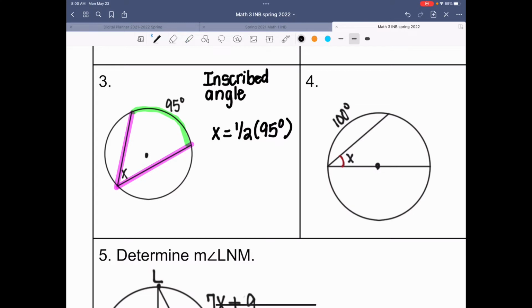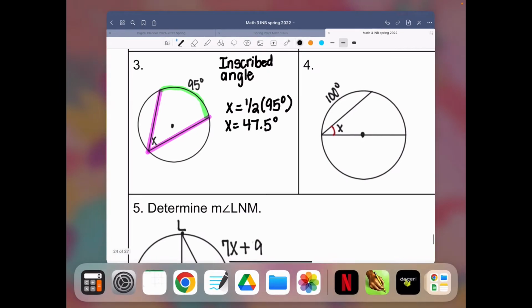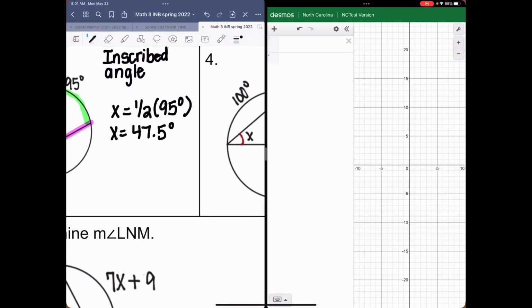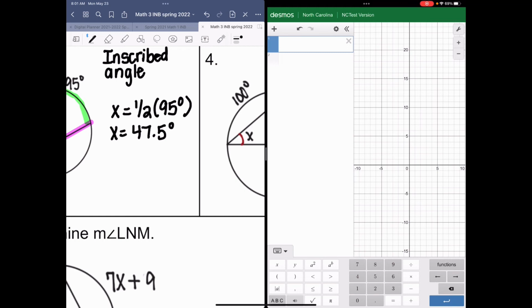So half of 95, that's going to give me 47.5 degrees. Now, if you feel like you can't do that math in your head, that's okay. All you have to do is do 1/2, or you can do 0.5 times 95, and that gives you 47.5.